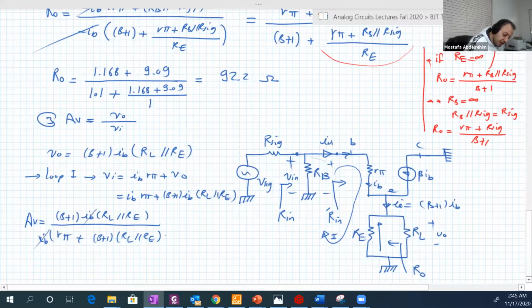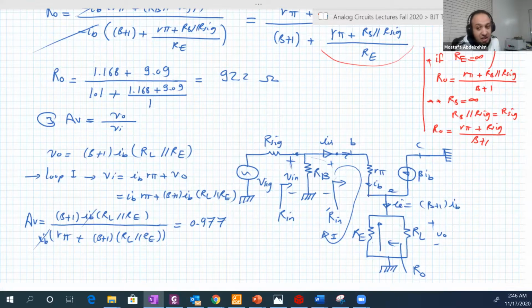IB will cancel with IB. And if we substitute here, this will be 0.977. Approximately 1, right? It's very close to 1. You can say 0.98. It's very close to 1. We finished. But let's now analyze the advantage that we get from adding this common collector.